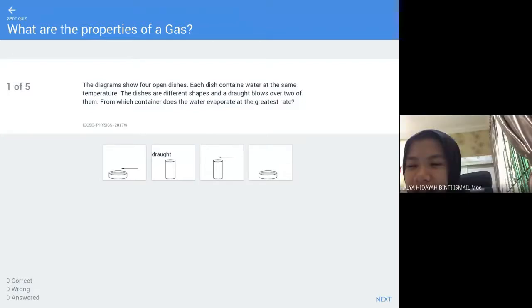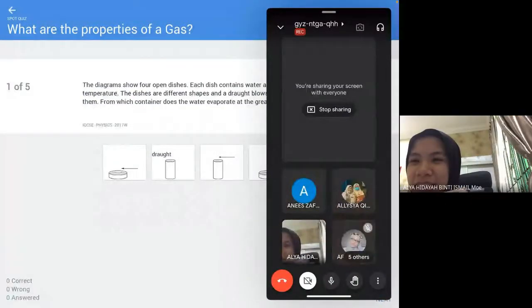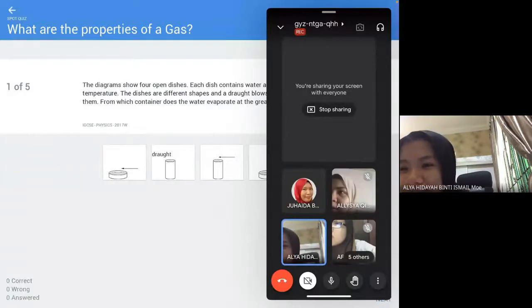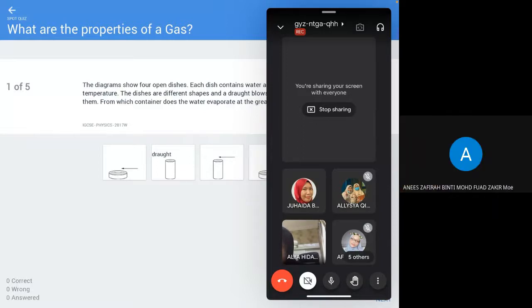Left or right? The first one. The arrow shows the movement of air. Is it the first and the third one? I think the first.